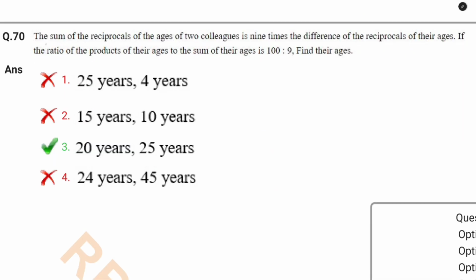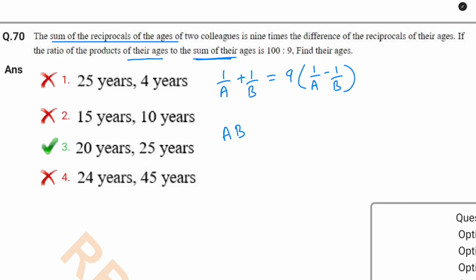Option 2. The sum of reciprocals of ages of two colleagues. So I am assuming the ages as A and B, because here reciprocals will be 1 by A and 1 by B. So this will be equal to 9 times the difference of reciprocals of their ages. I am assuming A is greater. So 1 by A minus 1 by B, the difference into 9 times. If the ratio of their products, so ratio of their products means A into B of their ages, to the sum of ages, so divided by sum of ages.